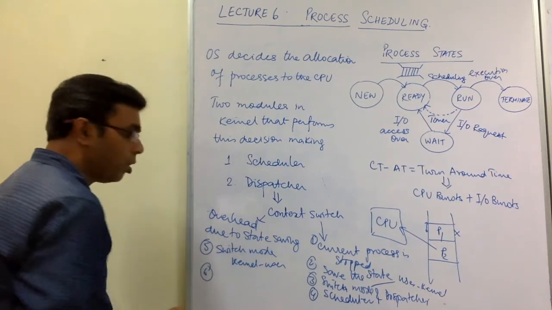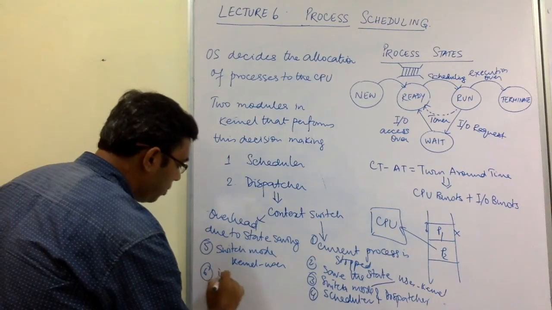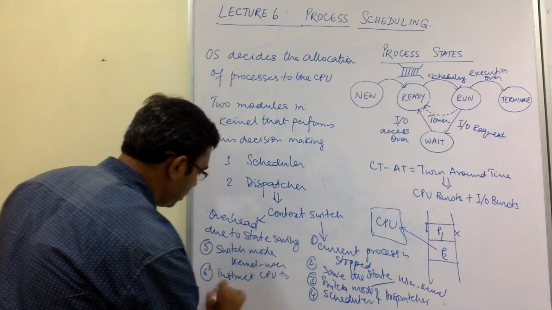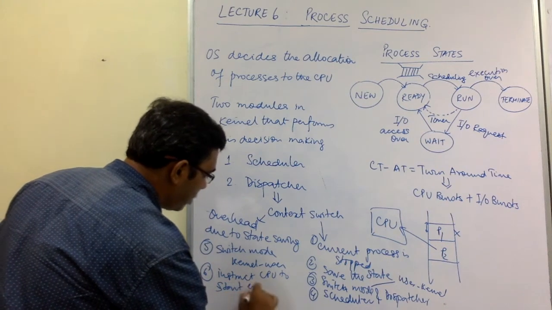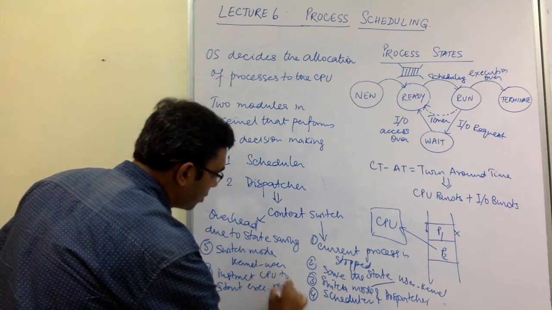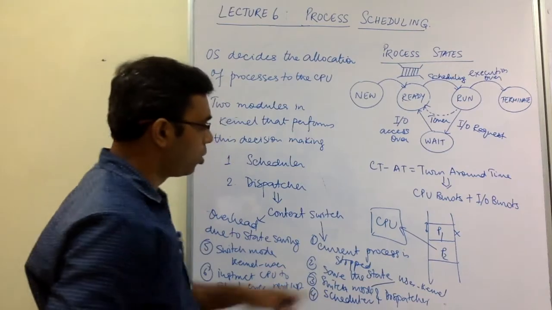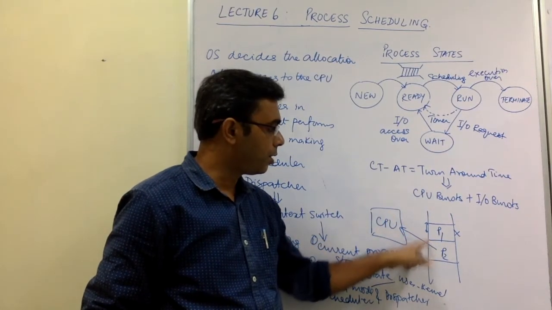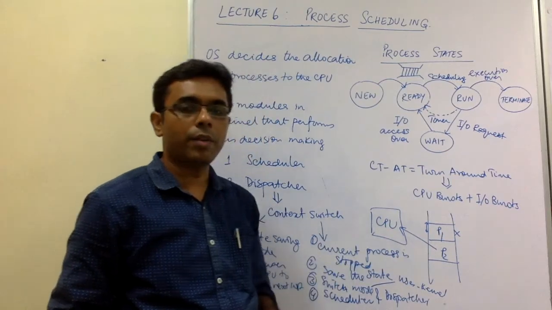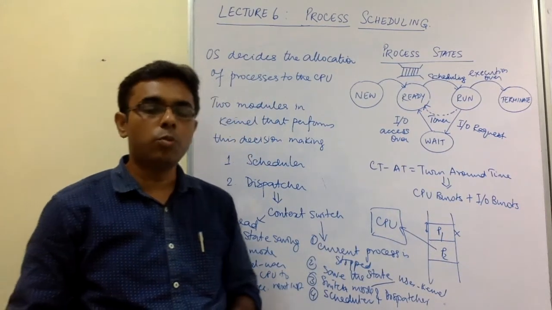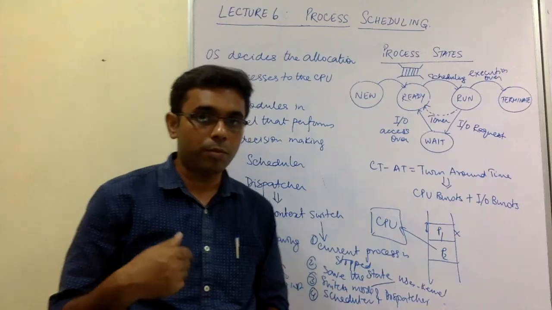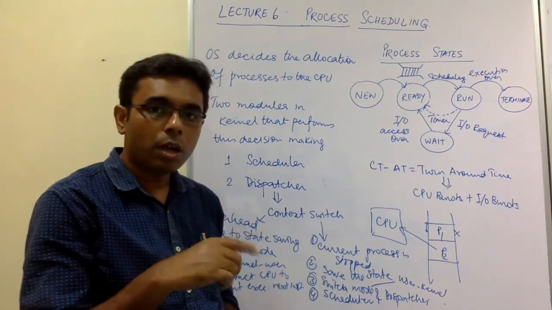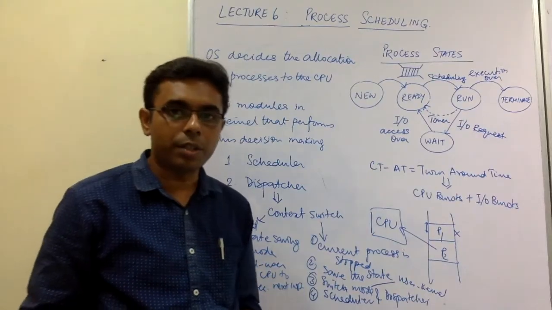And finally, you instruct the CPU to start executing the next instruction. That means you load the program counter of the CPU with the address of the instruction from where you would like the execution of P2 to start. So this is overall how the scheduler and the dispatcher work together.